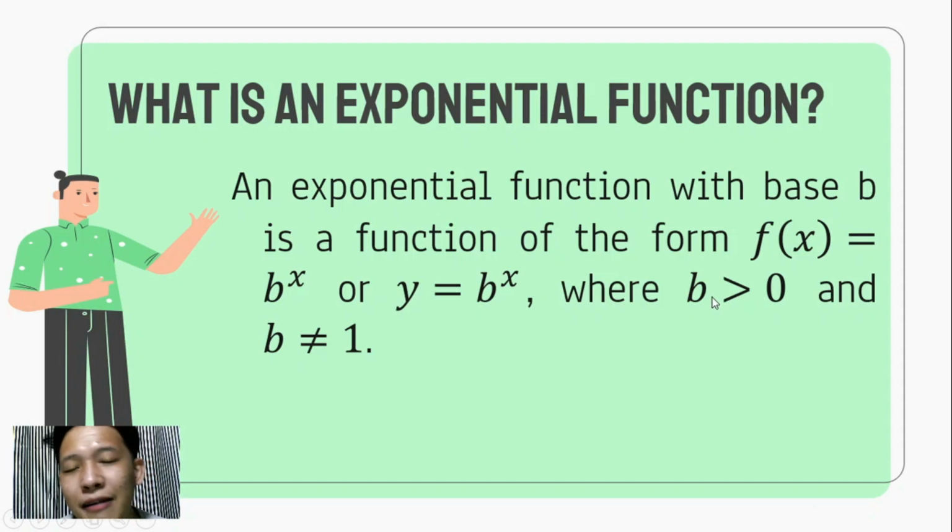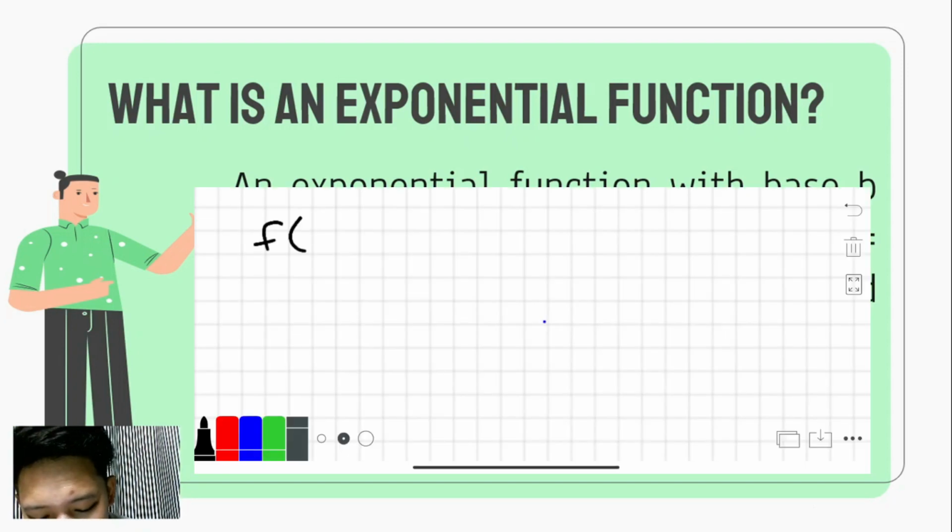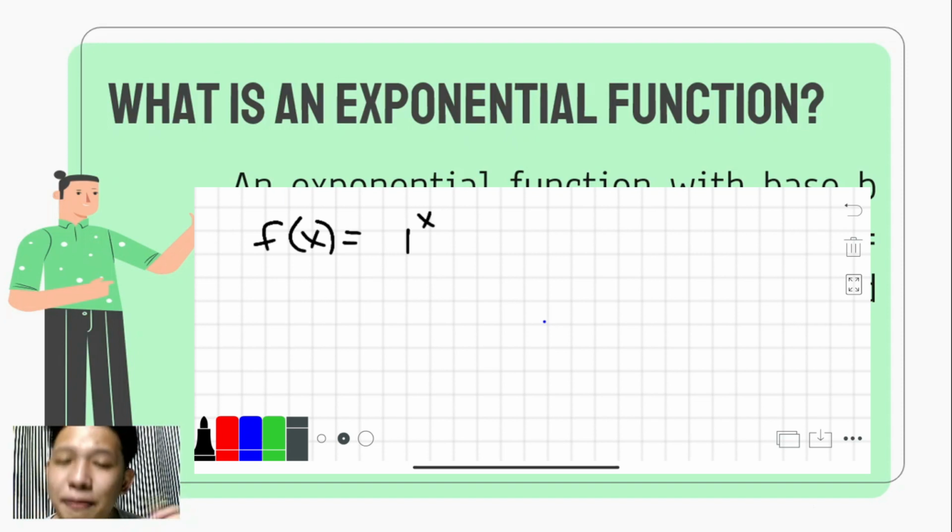Where b is greater than 0, so it should not be negative, and b should not be equal to 1. So why is b not allowed to be equal to 1? It is not allowed because for any value of x in your exponential function, 1 still comes out. So for example, if we have f of x equals 1 raised to x, why can't b, our base, be 1? As I said earlier, whatever the value of x is, 1 still comes out.